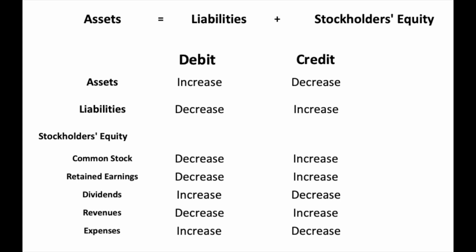The fourth component is revenues. It increases with a credit and decreases with a debit. The fifth component is expenses. It increases with a debit and decreases with a credit.